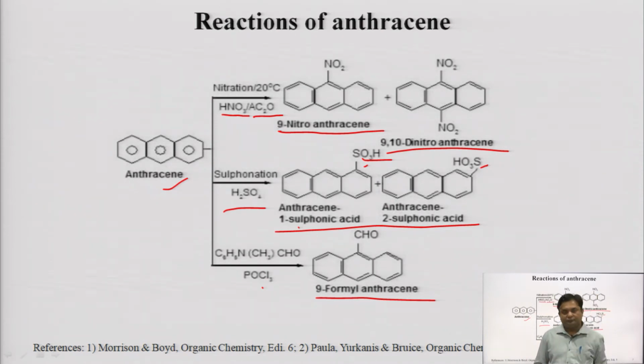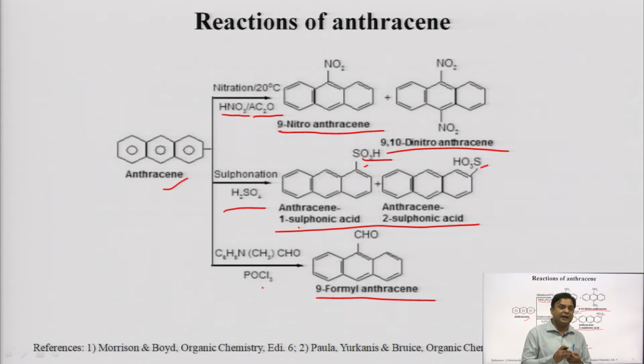Again I just want to remind you that electrophilic substitution reaction occurs mainly in three steps. In the first step, generation of the electrophile occurs. Suppose we are going for the nitration reaction, then what will be the electrophile? The NO2 group, the nitro group or nitronium ion, is the electrophile. So first of all we have to generate the electrophile. In case of nitration it is NO2, in case of sulfonation it is SO3H, in case of formylation it is CHO, the formyl group. So in the first step we have to generate the electrophile.